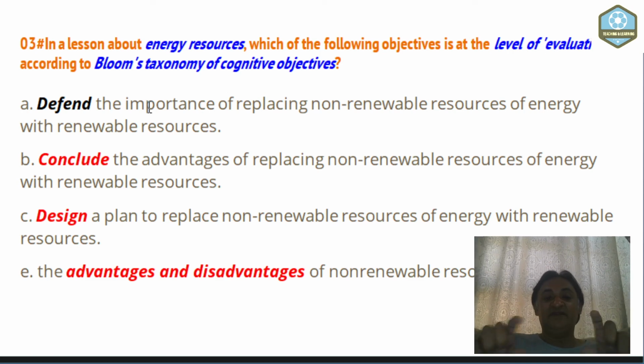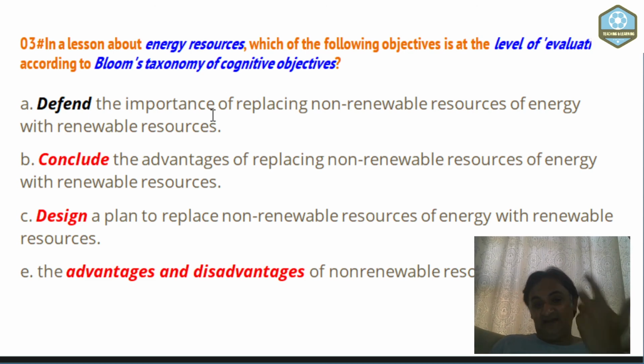That is complete, okay, and here it's the advantages of replacing. So it covers only one part. In importance we can also cover the disadvantages, and here it's only one area. So the concept of this conclusion is providing limited information, however defend is providing broader information. So we'll go with the most accurate answer.